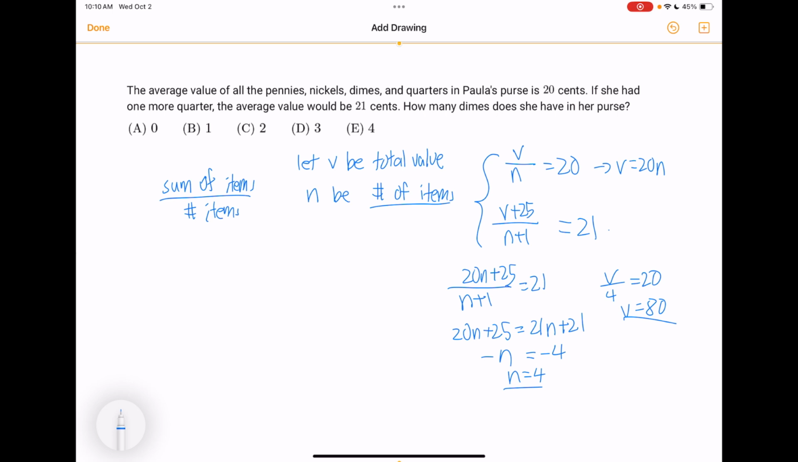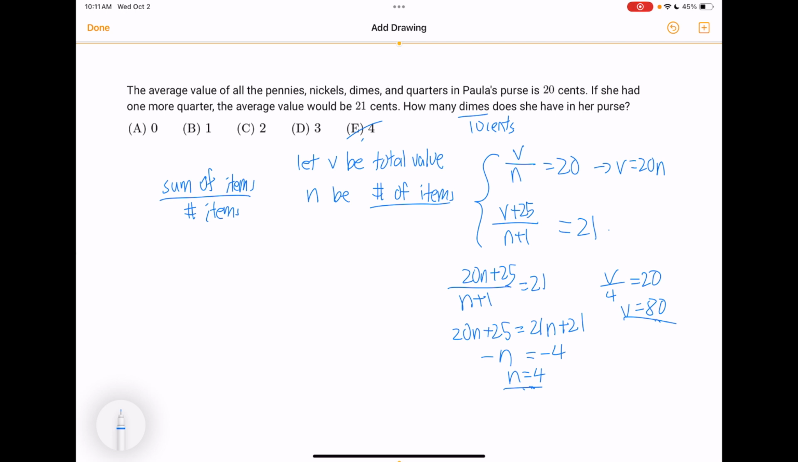So we could technically just kind of plug that into C because we can already eliminate E. There's no way, because keep in mind that a dime is 10 cents, right? And so if we choose E, that means that she has 4 dimes, because she only can have 4 coins in all. So it'd be 40 cents. Well, she can't add any more because she's already reached the maximum of 4 coins in all. And then 40 cents is definitely not near 80 cents. So we can definitely eliminate E.